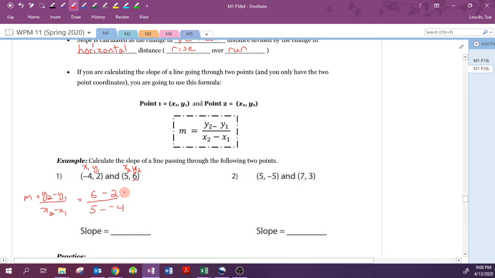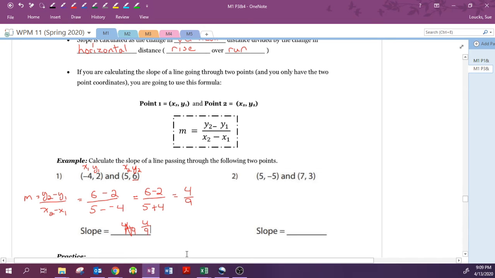Okay, and then you'll want to rewrite this as 6 minus 2 over 5 plus 4, because of course a minus minus is a plus. So you end up with 4 over 9, and that is your slope for this one, 4 over 9.